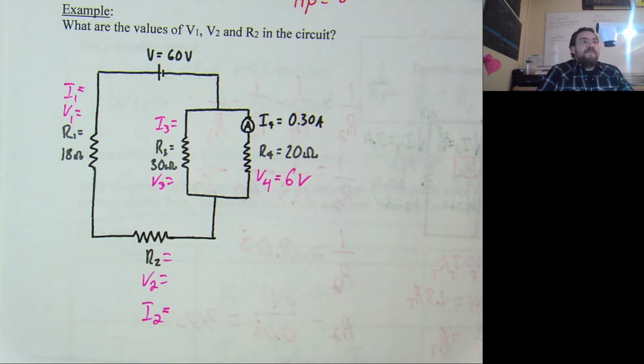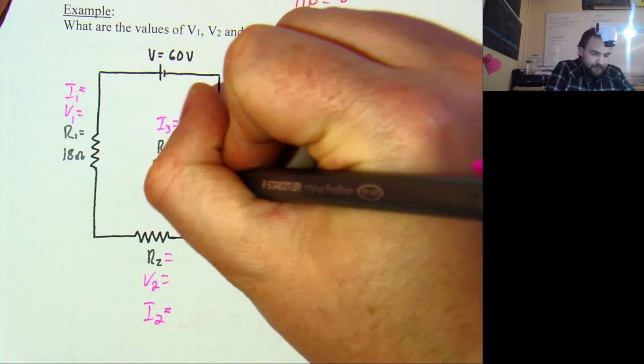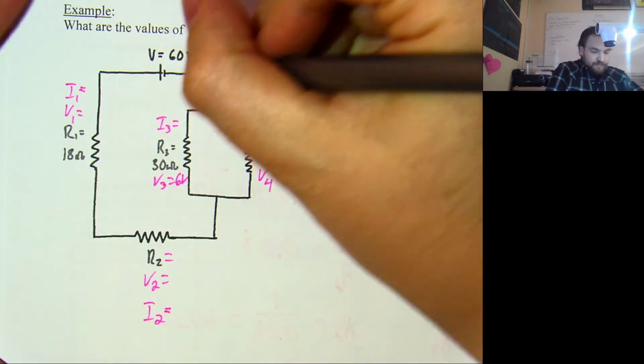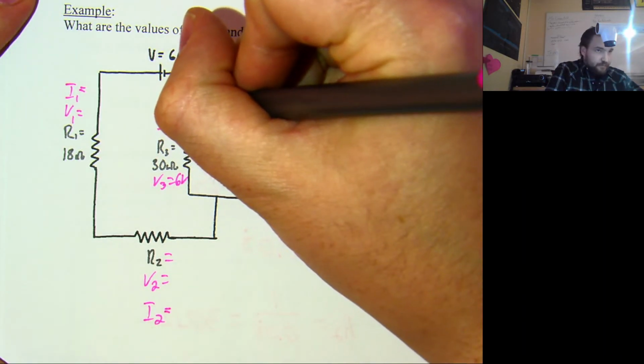Where can we jump very quickly to immediately? V3 is also going to be 6. Were we asked for V3 or V4? No, but easy to find. Now, I3. Could I find I3 relatively easily now? I equals V over R. Is it 0.2? Okay.